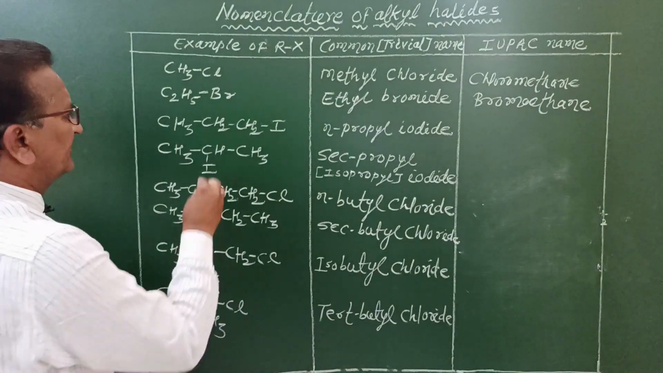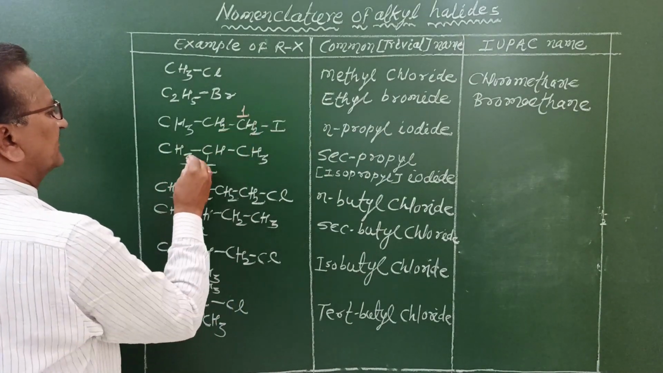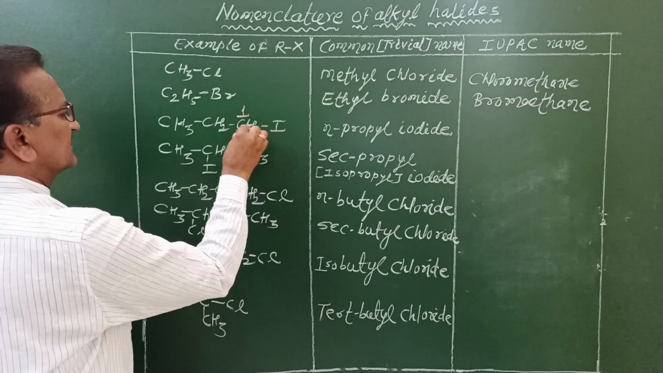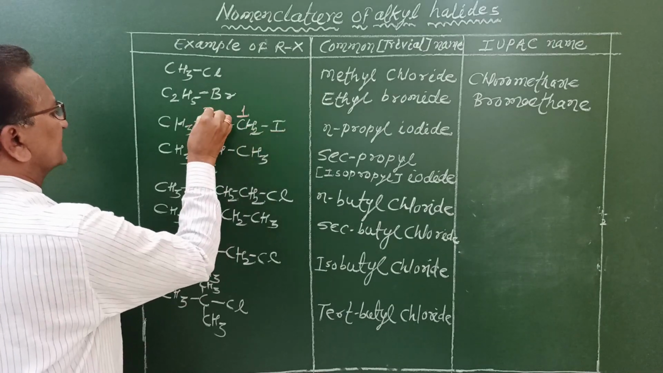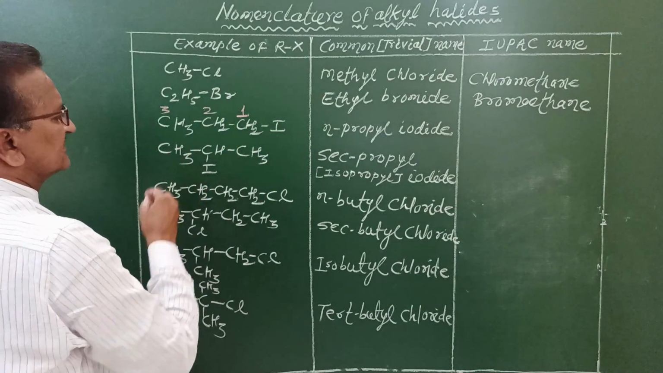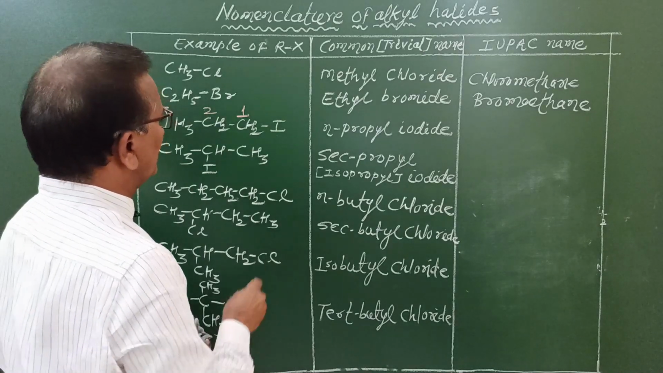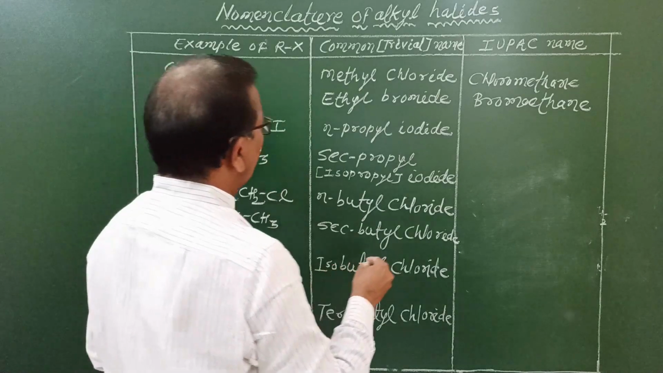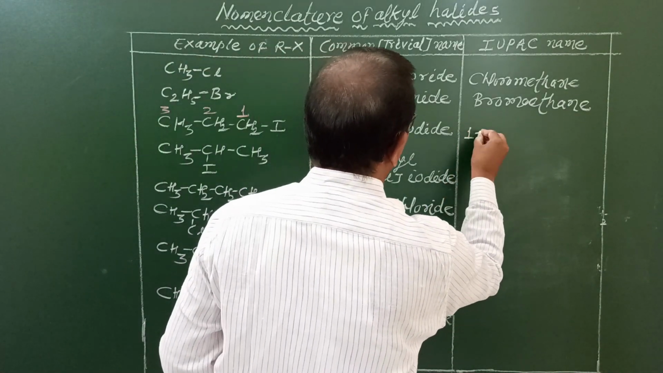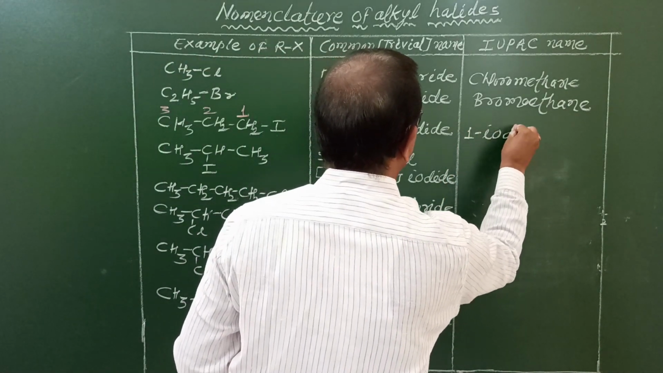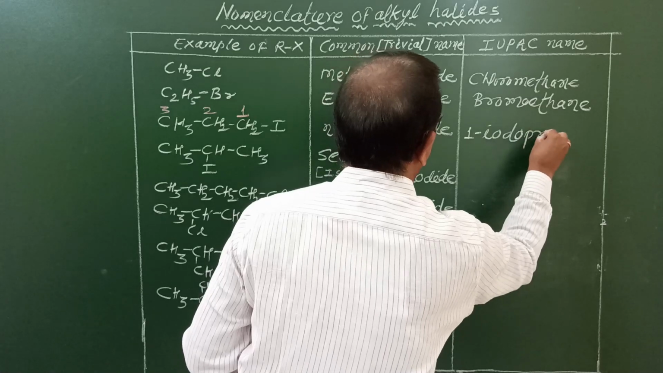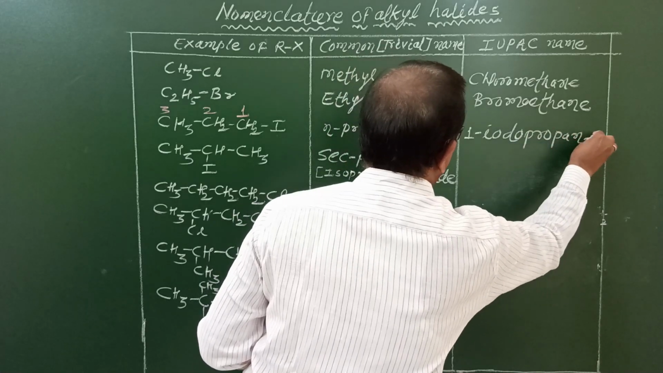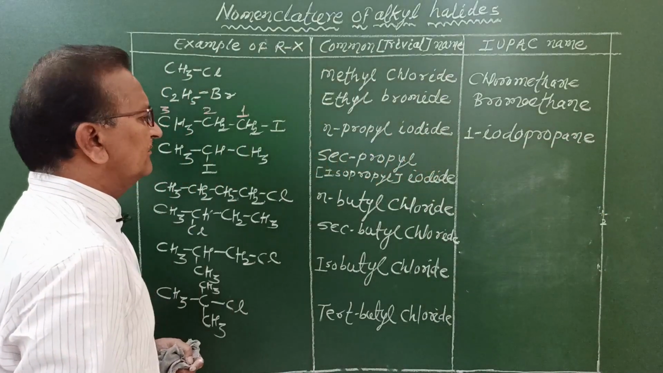In this example there is no branch. This carbon atom is numbered as 1 because the halogen atom is bonded to this carbon atom. This is second and this is third. Since there are 3 carbon atoms, the parent alkane is propane. The iodine atom is bonded to carbon number 1, therefore the position of iodine is 1. Therefore the complete name is 1-iodopropane.